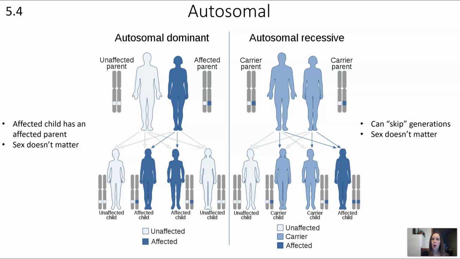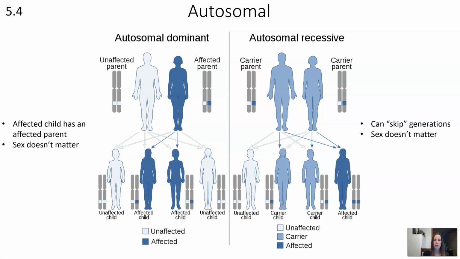Assuming it's an autosomal trait, which means it's on one of the first 22 pairs of chromosomes that humans have that have nothing to do with our biological sex, first of all, the inheritance pattern: sex doesn't matter. It's not going to be more likely in males or females. It's just equally likely regardless of biological sex. What we should look at in autosomal is the overall inheritance pattern.